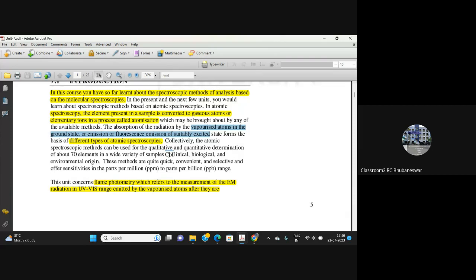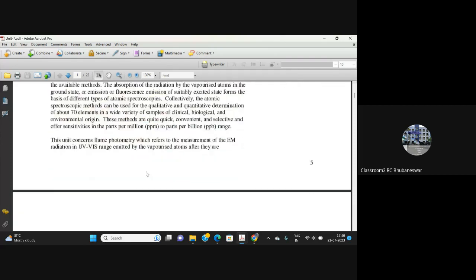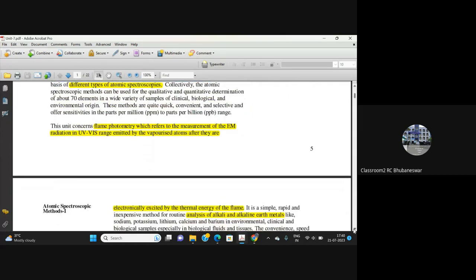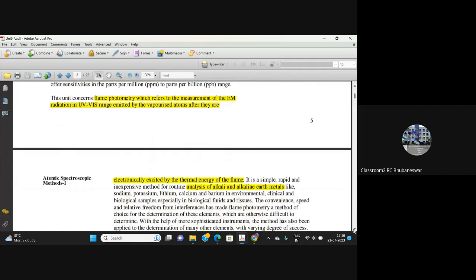Okay, so this unit will concern flame photometry, which refers to the measurement of the electromagnetic radiation in the UV visible range emitted by the vaporized atoms after they are electronically excited by the thermal energy of a flame.